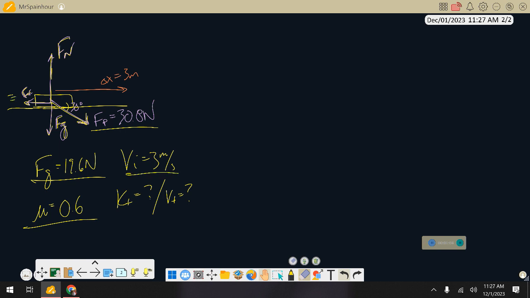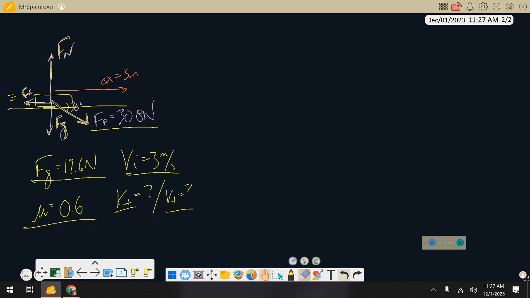Now, I could ask for a couple things in this problem. I could ask for what is the final kinetic energy and what is the final speed. Those are technically sort of the same thing, so we'll show you at the end how it differs if I'm wanting to find one versus the other. So how do I begin this problem? We are trying to find the final kinetic energy here.